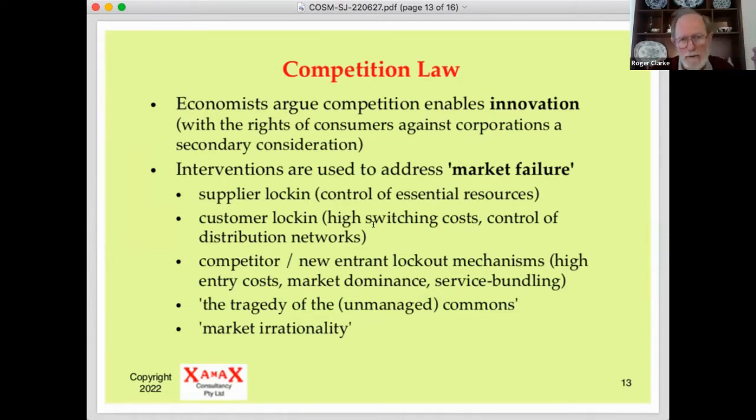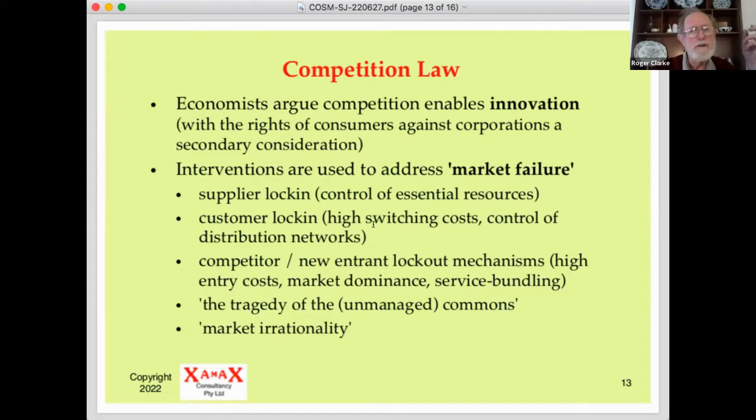Call it what we will, interventions are made by governments in order to address what's referred to by economists as market failure. There's a range of different categories of market failure. Supplier lock-in is a big one in some industries. Control of the whole coal market or the whole silver market is an example of it. Customer lock-in is a big one, with high switching costs to move across to a new bank, for example.